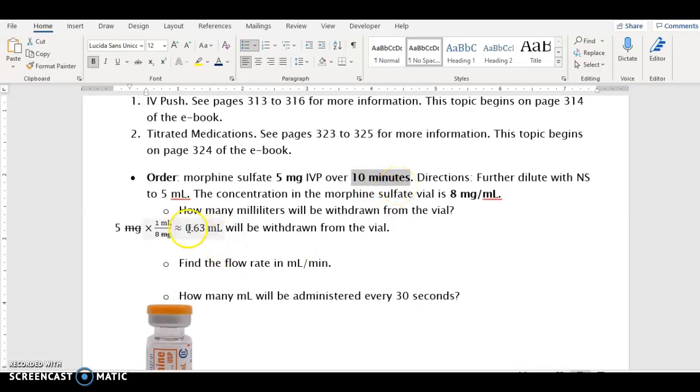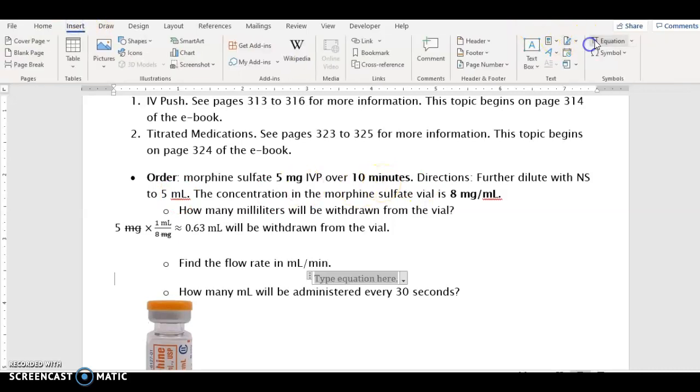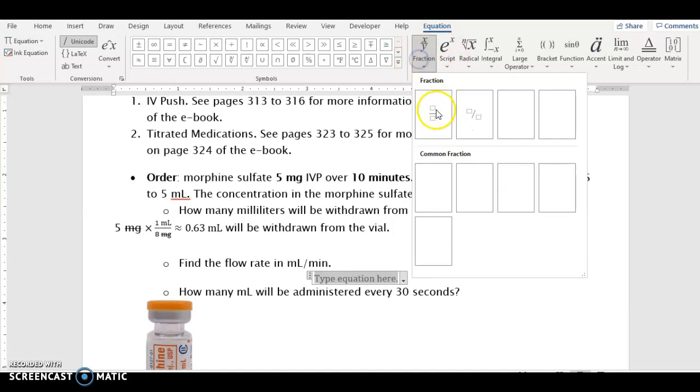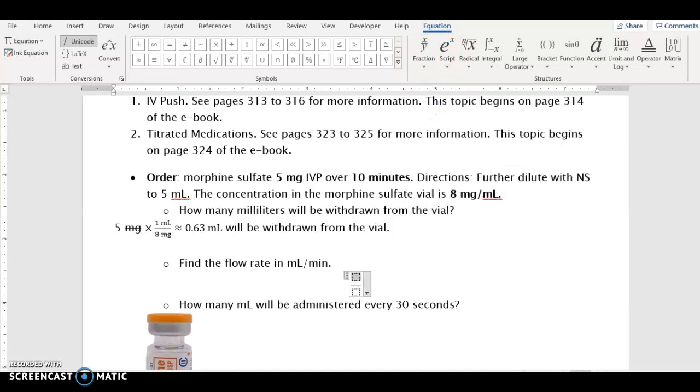But do we use the 0.63 milliliters, or the 5 milliliters? Since we're diluting the medication to get a total of 5 milliliters, it's the total number of milliliters that are in the syringe, which is 5. So the flow rate would be the number of milliliters divided by the number of minutes. So 5 milliliters over 10 minutes, and then you're just going to simplify that as much as possible.